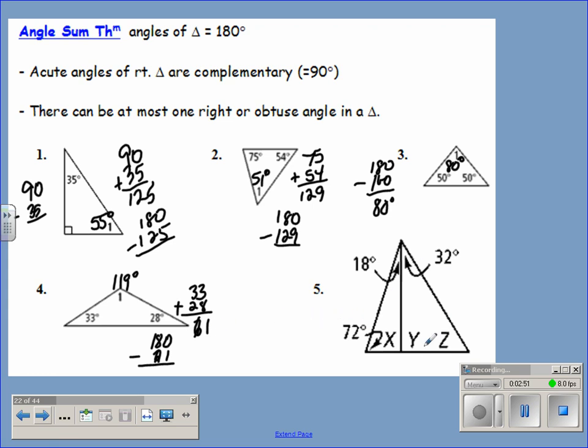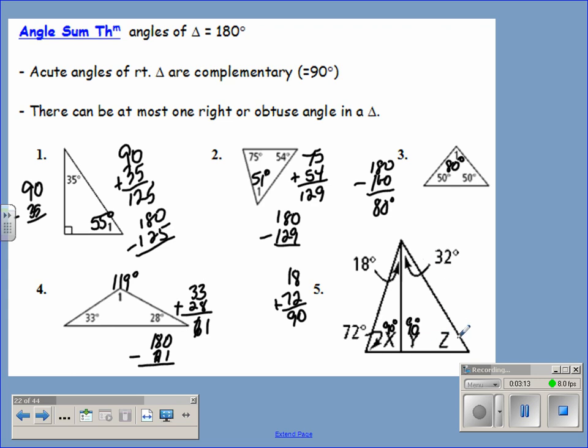Okay, for the last one, a little bit more algebra fun, or just basic geometry fun, I guess. Well, if this is 18 and this is 72, we would add those up. We'll get 90, and then if we subtract it from 180, we're going to get 90. So x is 90. And x and y are supplementary, so therefore y is going to have to be 90 degrees.